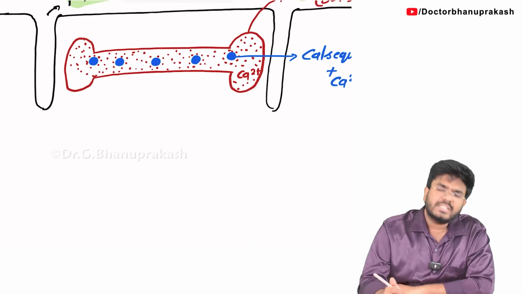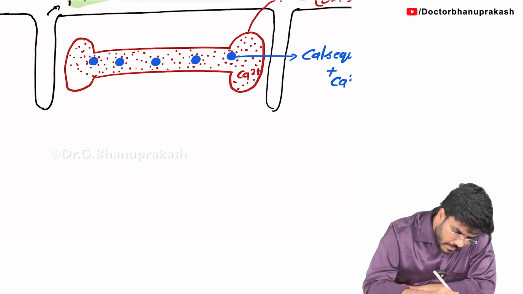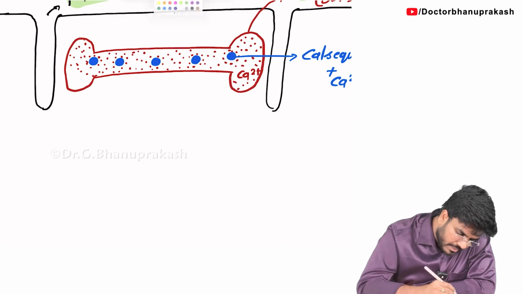Now, let me explain to you about the three important receptors here. In this sarcotubular system, I will explain three important receptors. See, the first receptor that I am showing here on the T-tubule, there is a receptor which I am showing in green color.